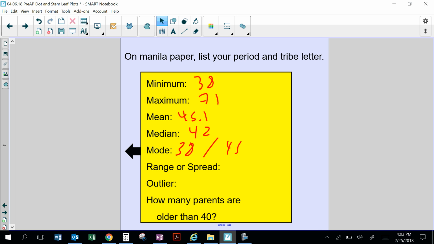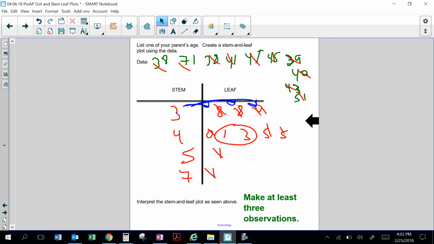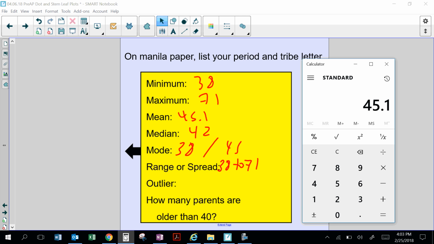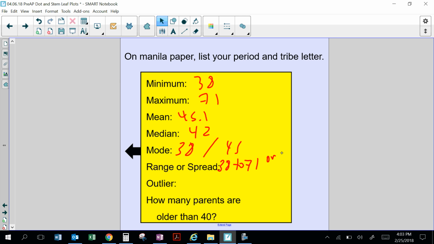What is the range or spread? It's spread from 38 to 71. And what's the distance of that from 71 to 38? 33. So it ranged by 33 years from the youngest parent to the oldest parent.